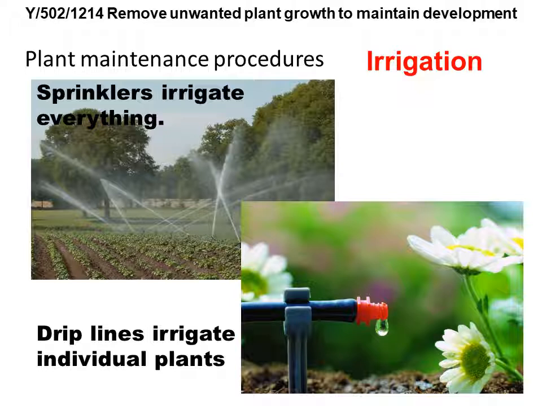The sprinkler is dead easy to set up. The drip one takes a lot of work, but it saves a lot of water and gives you really nice healthy plants.